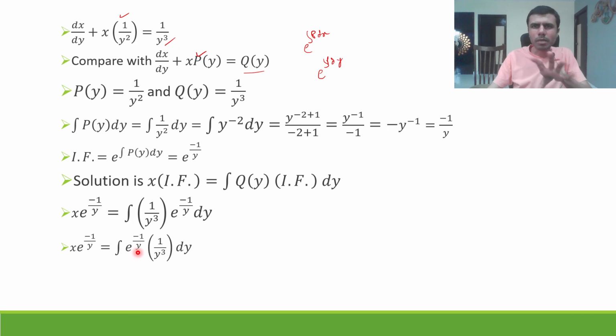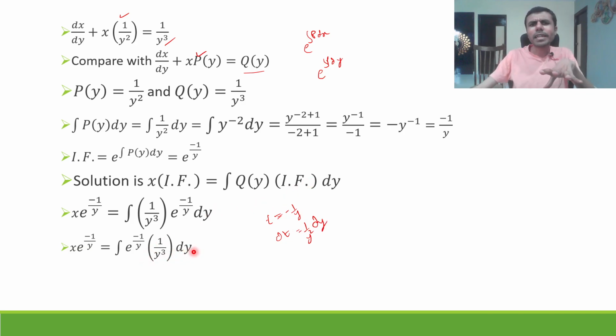Obviously I need to do some substitution. Here I'm getting a hint: you see e power carefully, I have minus 1 by y. Now let's say I'll put minus 1 by y as t. Let's say t is equal to minus 1 by y. So what will be dt? dt will be 1 by y square dy.